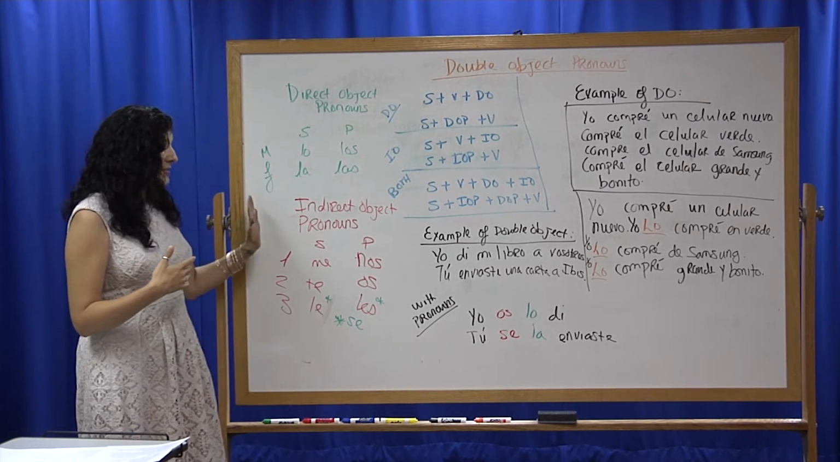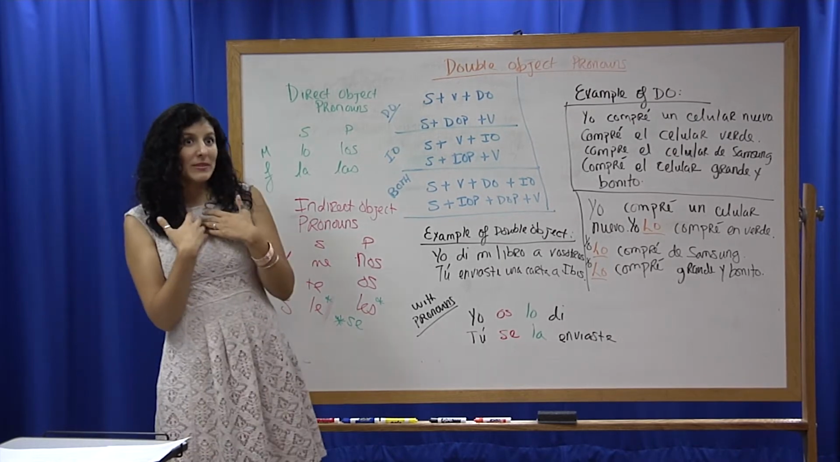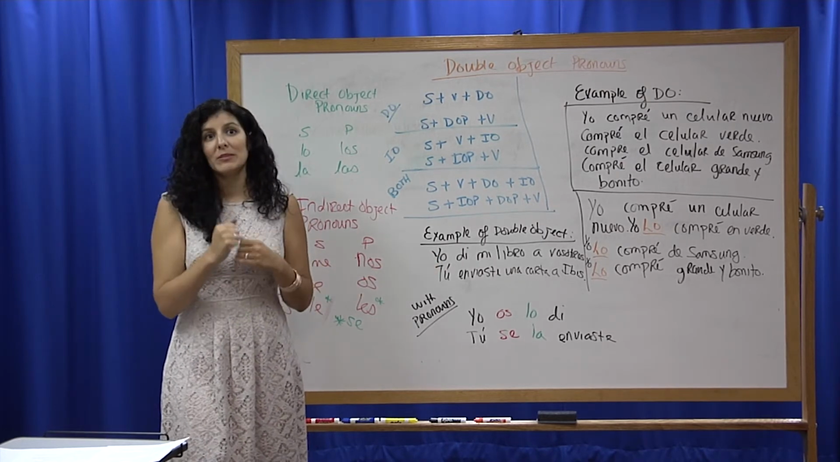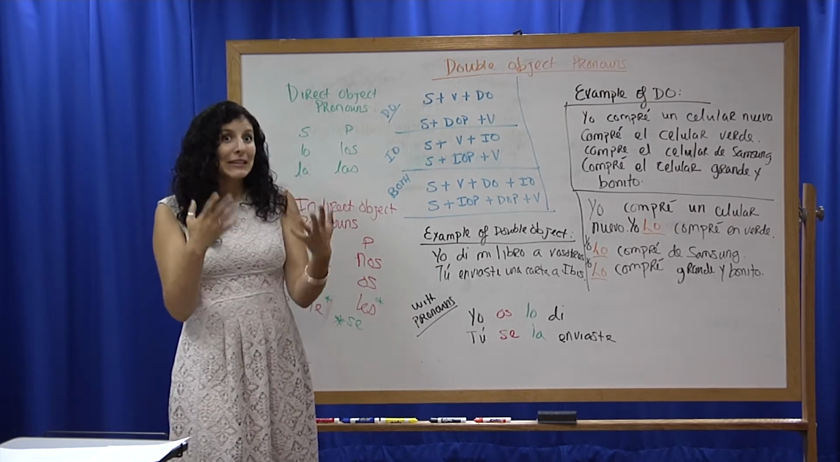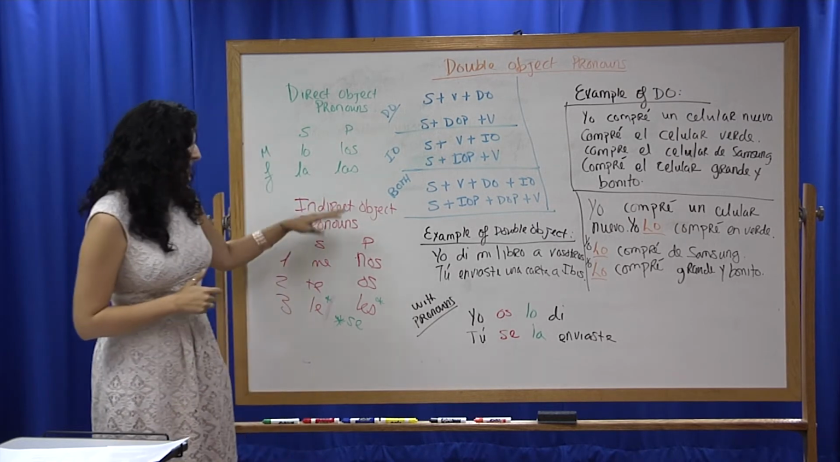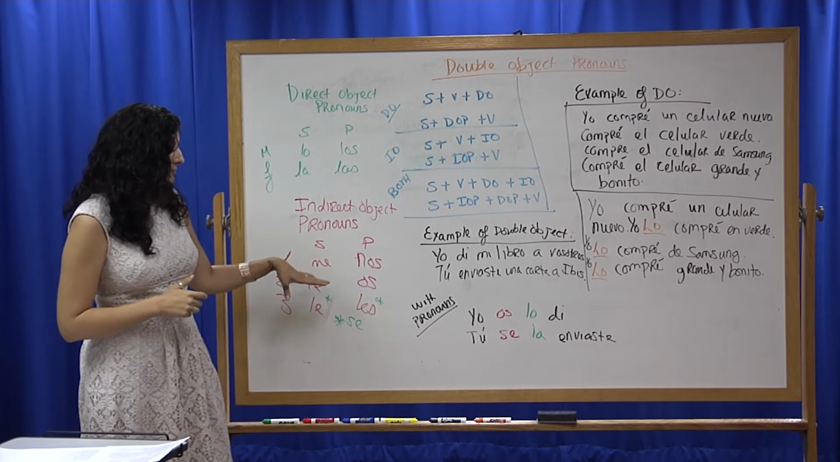Notice though with indirect object pronouns, I listed the first, the second, and the third person because I need all of these to talk about people. I may be talking about myself, I may be talking about us, I may be talking about you, I may be talking about he or she. So I need all of those in order to talk about people. And I would reorganize my sentence exactly the same way.